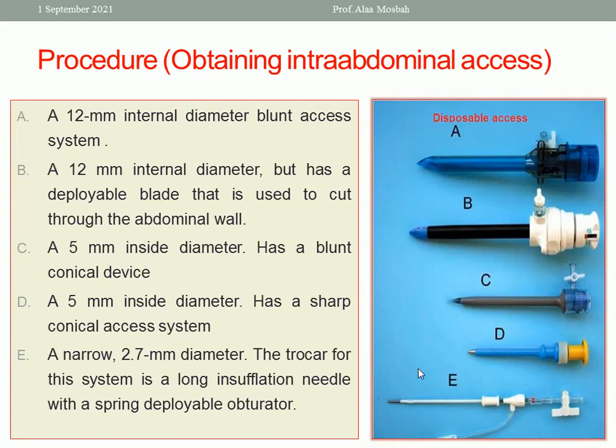The next one here, 5 millimeter in diameter also, but has a sharp conical tip. The last one is the smallest one, 2.7 millimeter in diameter. The trocar for this system is a long insufflation needle with a spring deployable obturator.